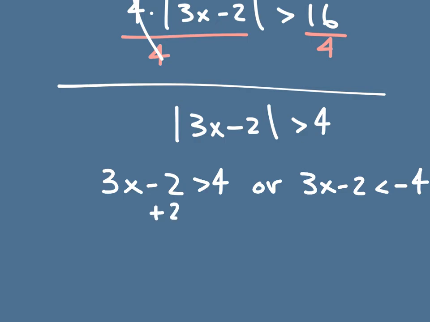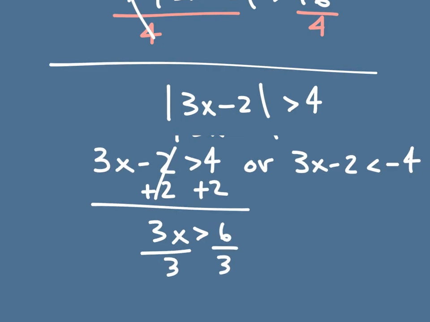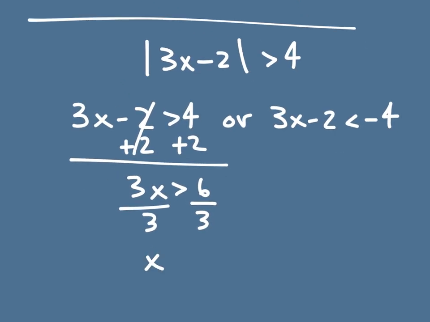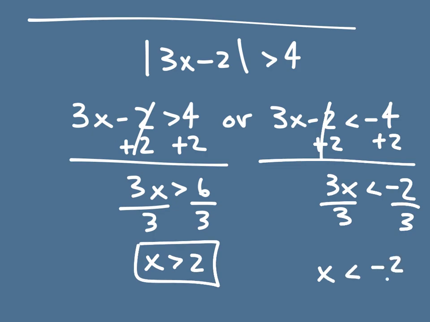From here, I want to add 2 to both sides and solve for x. We get 3x is greater than 6. Divide both sides by 3, and we get that x is greater than 2. On this side, let's add 2 to both sides, so we get that 3x is less than negative 2. Divide both sides by 3, and we get that x is less than negative 2/3. So we've solved that.